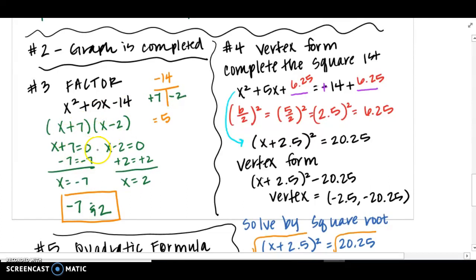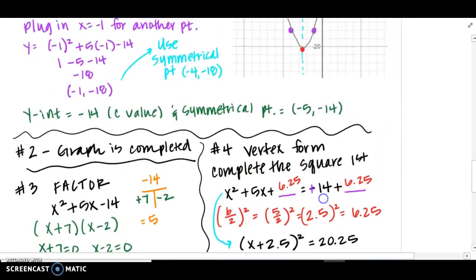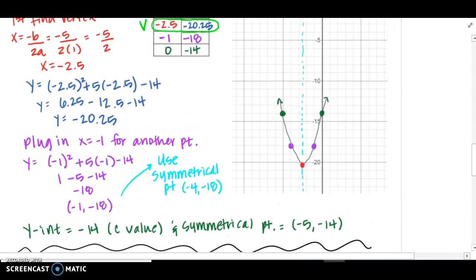Now set each of those parentheses equal to 0 because the zero product property tells us we can find the solutions by setting these two products equal to 0. Subtract 7 from each side and x equals negative 7. That's one of our zeros of the function. Go back to the other side, add 2 to each side, and x equals 2. So the two solutions are negative 7 and positive 2. You can go up to our graph and look at negative 7 and positive 2, and those are going to fit right in line with what we have going on with our graph already.